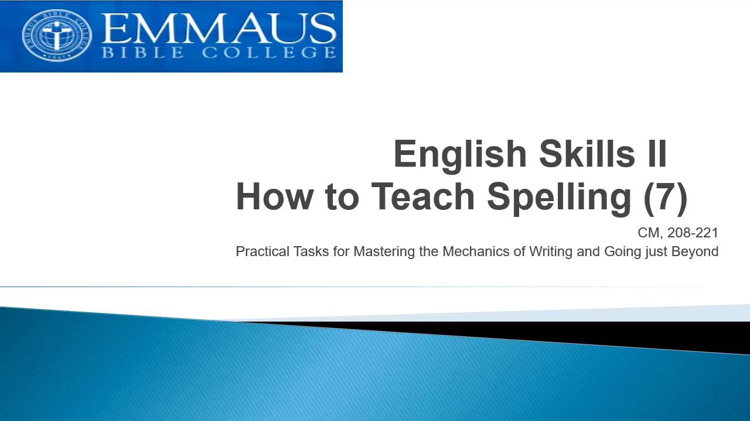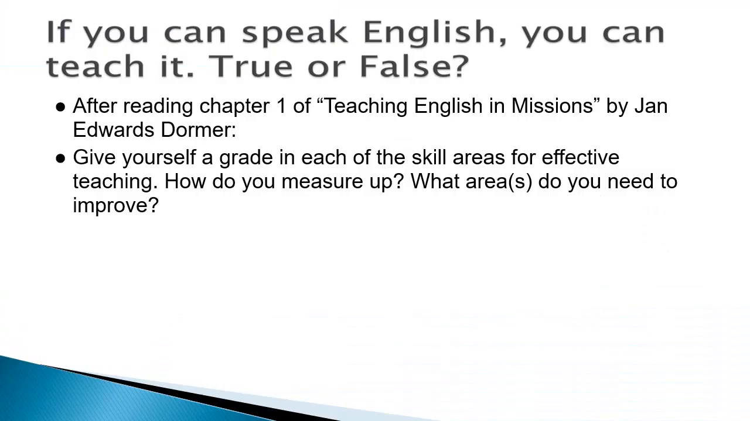English Skills 2, How to Teach Spelling, class number 7. After reading chapter 1 of Teaching English in Missions by Jen Edwards Dormer, I would like you to give yourself a grade in each of the skill areas for effective teaching. How do you measure up? What area or areas do you need to improve?